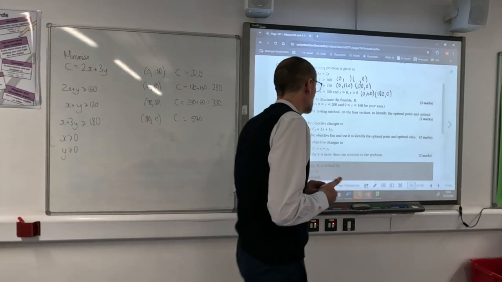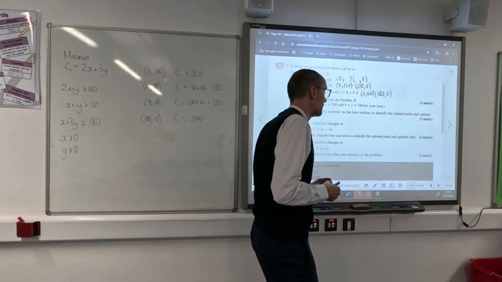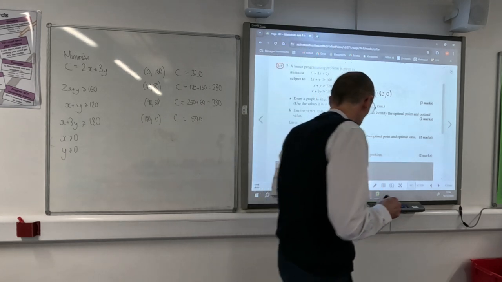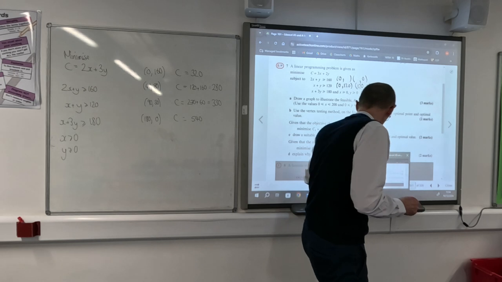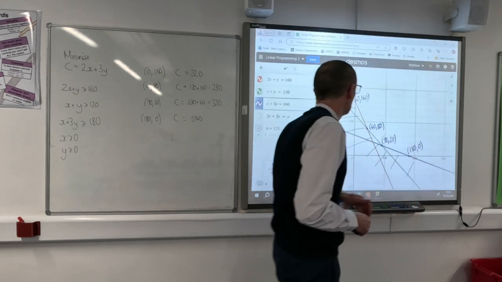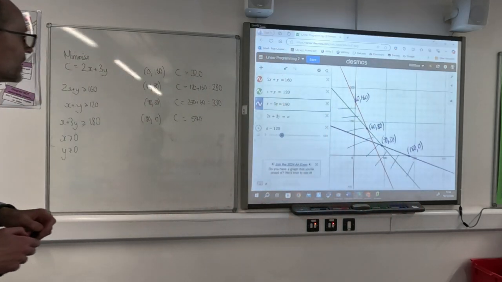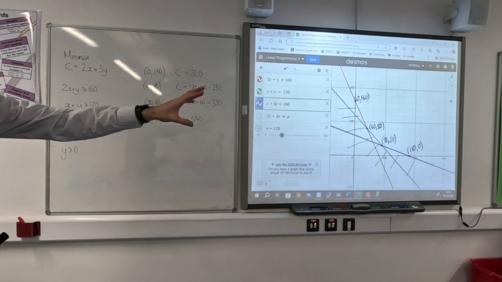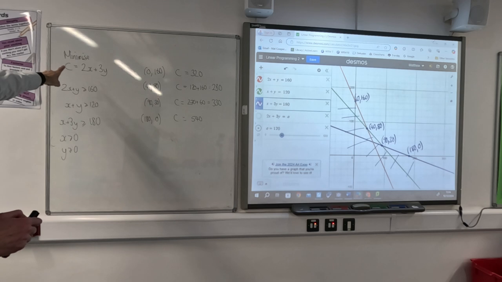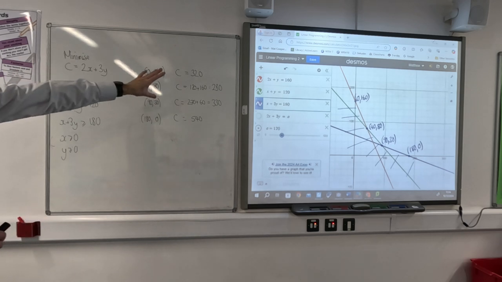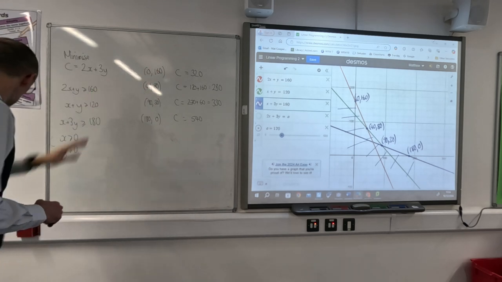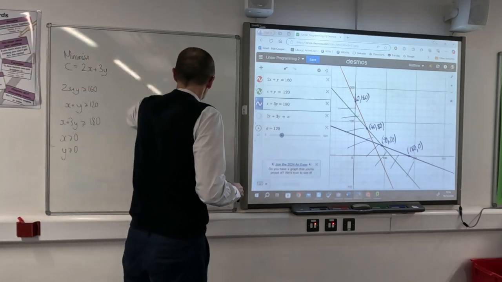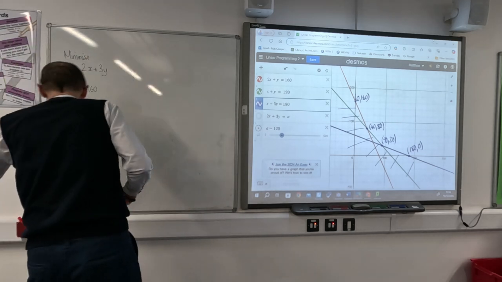Draw a suitable objective line and use it to identify the optimal point and the optimal value. Right, so this is the alternative way of finding our solution. If we used it with this and the old objective, we would have got the same answer. It doesn't give you a different answer, but they've changed our objective. None of our constraints have changed, so our feasible region isn't going to change.